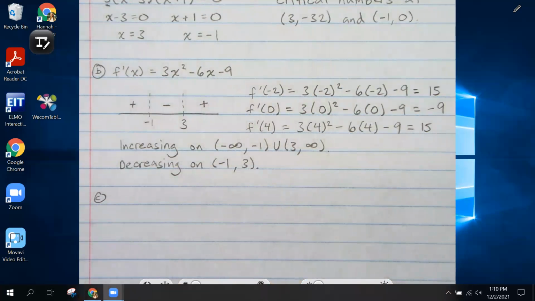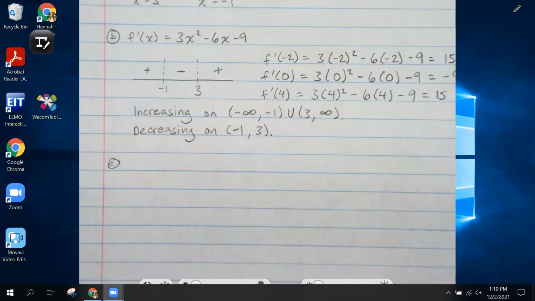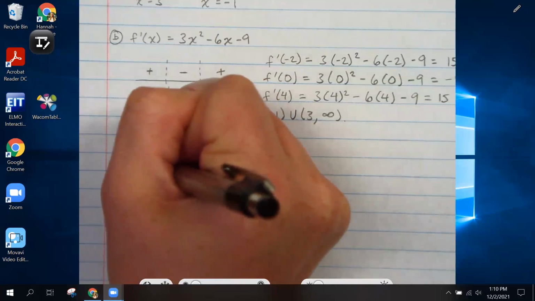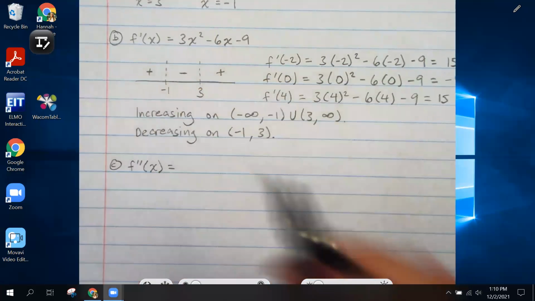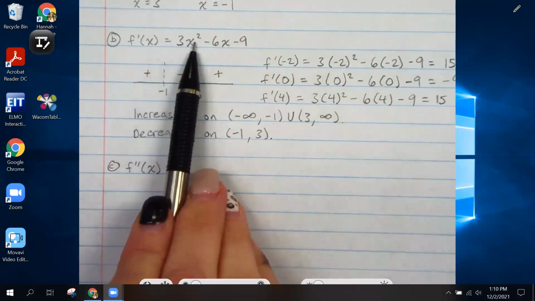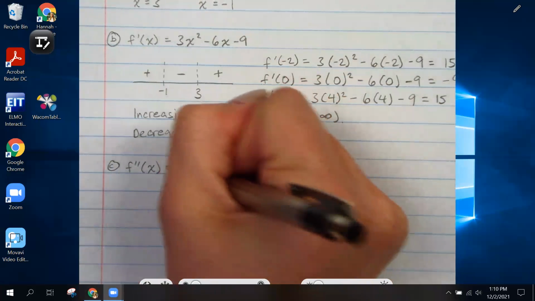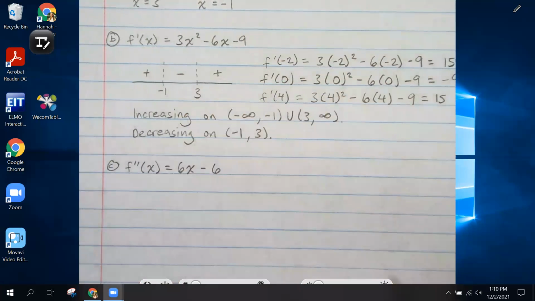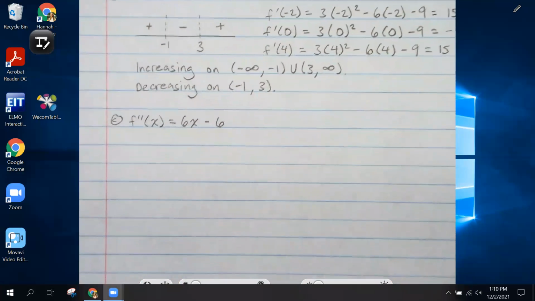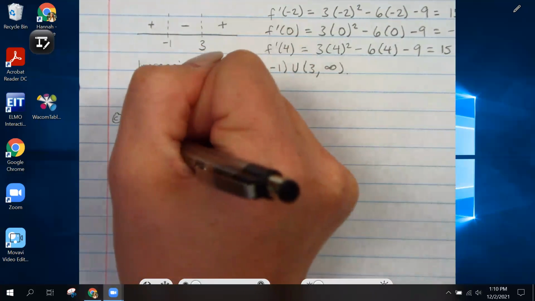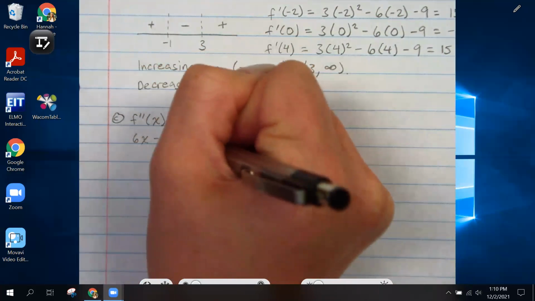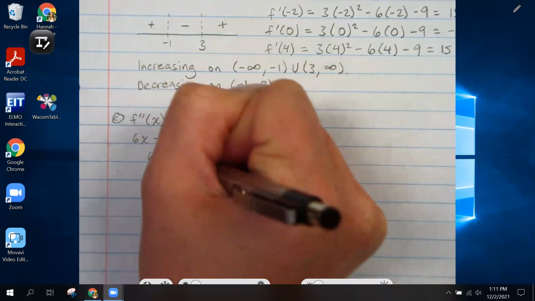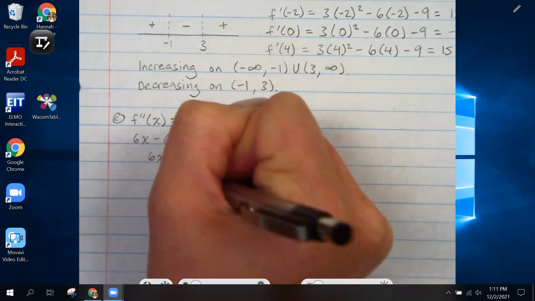Part C is asking for where f is concave up and concave down. That comes from the second derivative. So if we take the second derivative from the first derivative, we get 6x minus 6. We need to see where the second derivative is 0. So we'll set that equal to 0. And solve for x, we get x equals 1.